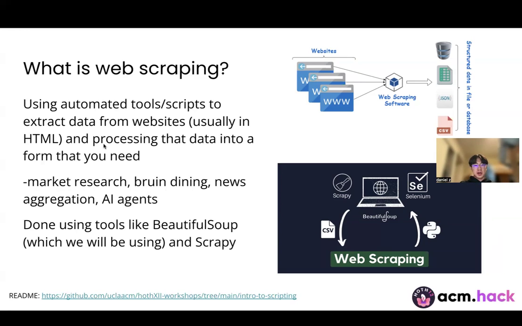Common uses of web scrapers are market research, like stock market research. Bruin Dining uses a web scraper to get all the data for what dining halls are open, news aggregation, AI agents, etc. And this is done using libraries like Beautiful Soup and Scrapy, and we'll be using Beautiful Soup for this demo. They're basically a ton of code that other people created that makes it super easy to send requests and grab data.